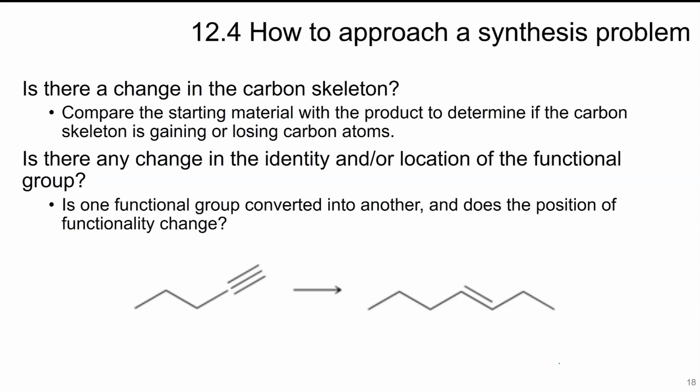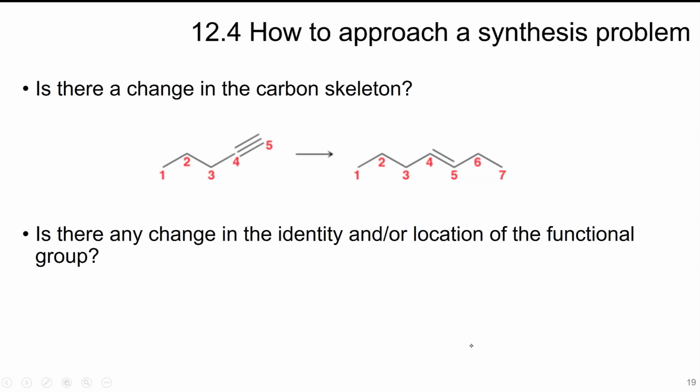So if we look more closely at this example, is there a change in the carbon skeleton? If I count up the carbons, we have 1 through 5 carbons here. This one adds 7. So we're adding 2 carbons, carbon 6 and 7. Is there any change in the identity or location of the functional group? Well, we're going from an alkyne to an alkene, so that's changing the functional group.